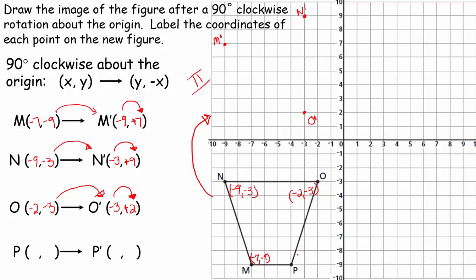Finally, let's look at P. P is located at -4, -9. I'm going to go ahead and write that in over here, -4, -9. I start my rule by reversing my x and y coordinate, so it now becomes -9, -4. And because I'm rotating 90 degrees to the right, I change the sign on that -4 to a +4. So -9, 4 becomes my final point, which is P prime.